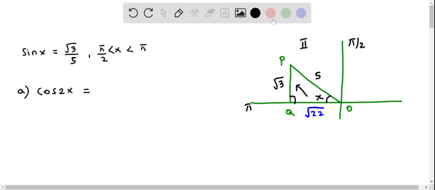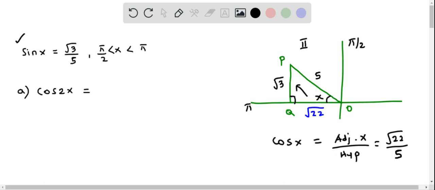Now, we already have sine x, which is part of this question, so we do not have to determine it. We'll determine cosine x, and this equals, according to SOH CAH TOA, adjacent to x over hypotenuse. So adjacent to x is OQ, which is root 22, and the hypotenuse is OP, which is 5. So we have determined cosine x, which is root 22 over 5.